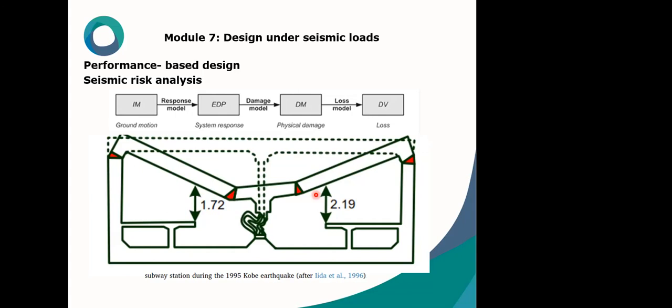Here you can see the process of the seismic risk analysis and performance-based analysis. We start with ground motion. We apply the ground motion to the model, and the response model or the engineering demand parameters, or EDPs, should be chosen, and the responses are captured after the excitation, after generating the seismic and earthquake motions.